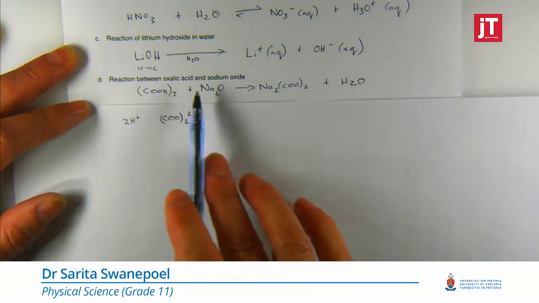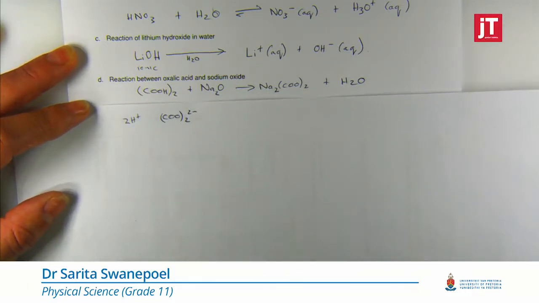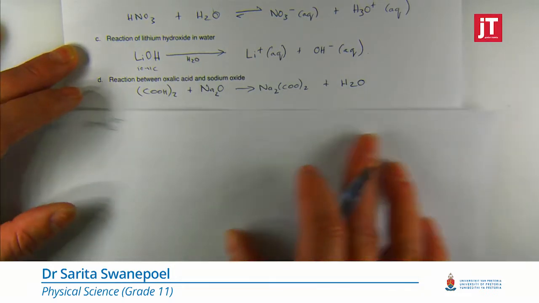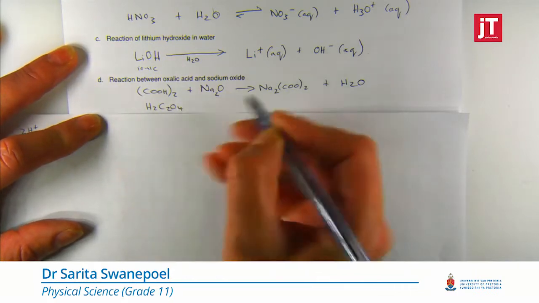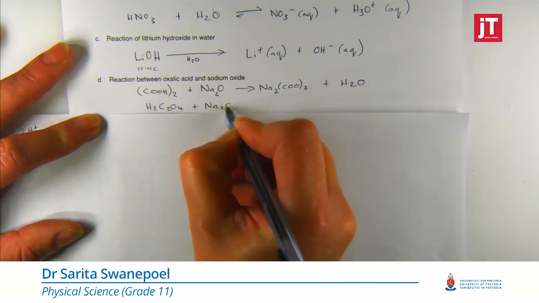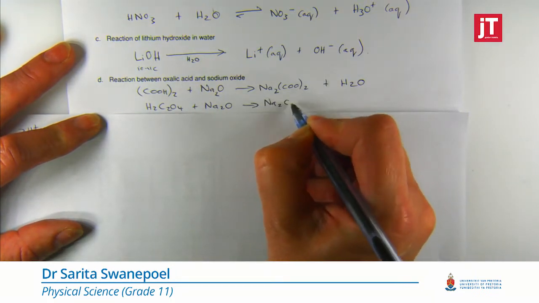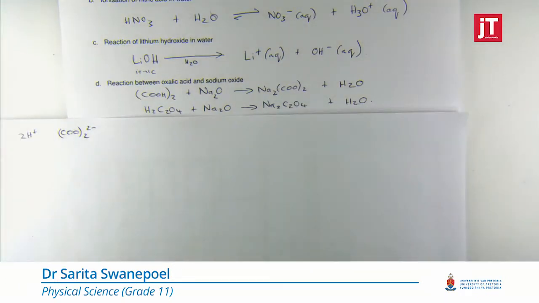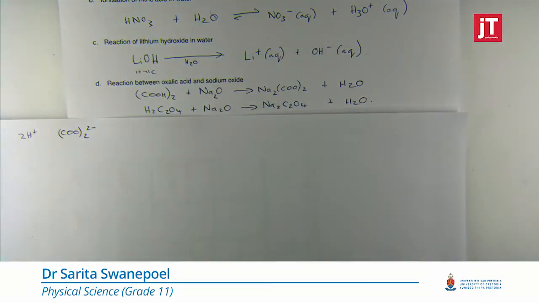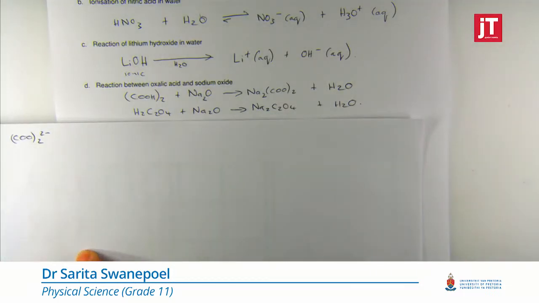Let's balance. 2 sodium, 2 sodium, 2 oxalate over there, 2 hydrogen, and that looks nice. What if you prefer to write it H2C2O4, Na2O? Then you would have had Na2C2O4 and H2O. So it depends on which one you choose to use. If you choose to use the top one, then you must continue in that way. If you choose the bottom one, then the oxalate will look like that.